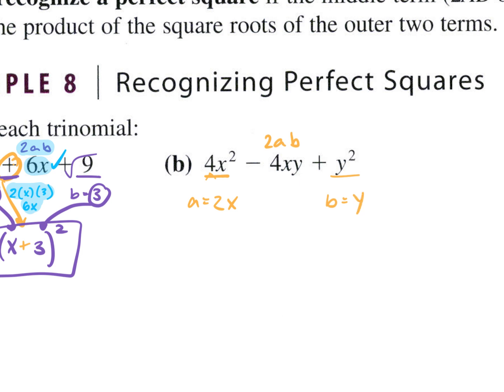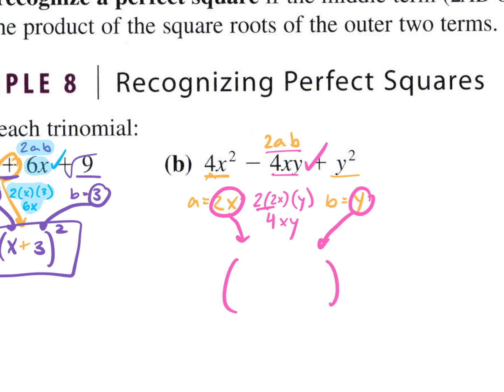Now I need to check the middle to make sure it's 2ab in my middle term there. So I have 2 times 2x times y. 2 times 2 would be 4, and then xy. It's 4xy in the middle, so we're good. We can use our shortcut. So the a goes in the first spot, b goes in the second spot, and my sign in the middle is going to be a minus. So I have 2x minus y squared.